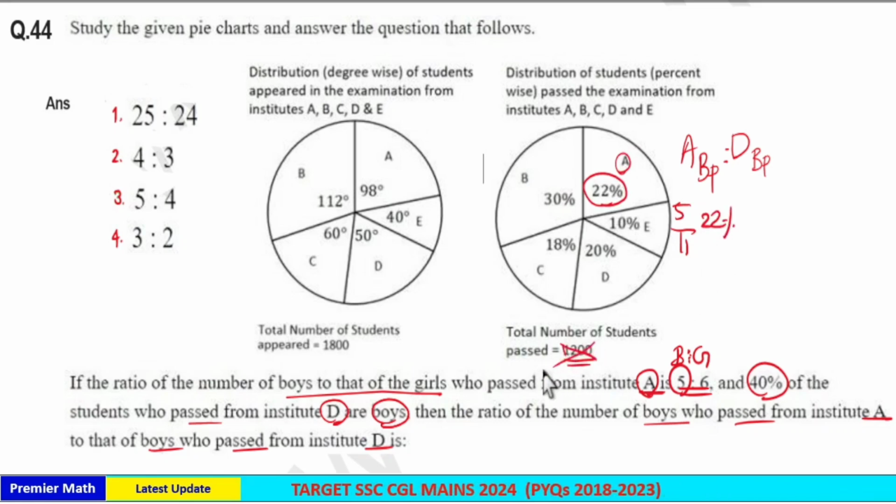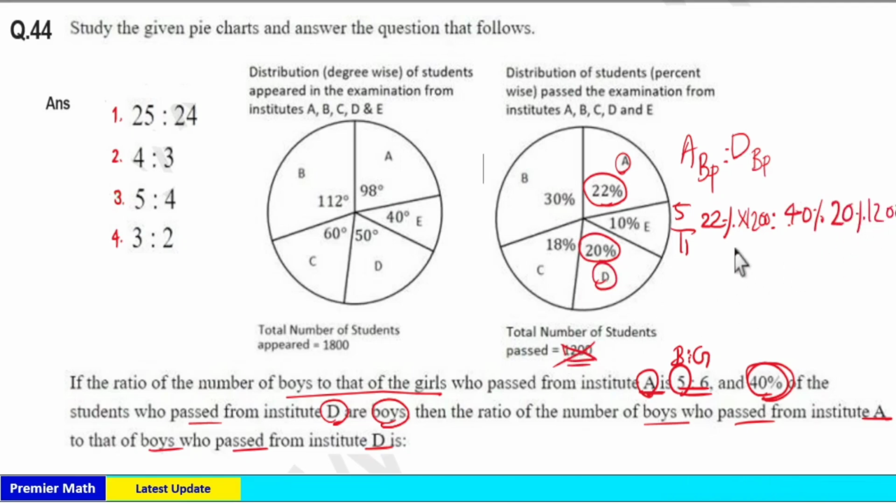We don't need to write this 1200. But if you write, this 1200 will cancel each other. Let's check. Here, in second case, 40% of the students who passed from Institute D are boys. So we need that ratio. That is 40% of students passed from Institute D. In Institute D, 20% of students passed. So 40% of this 20% are boys passed from Institute D. So 20% of total 1200 students. Now you can see this 1200 cancel. So we don't need this actually.